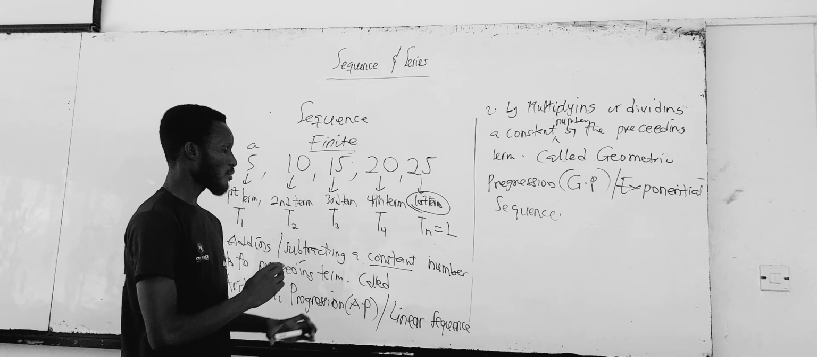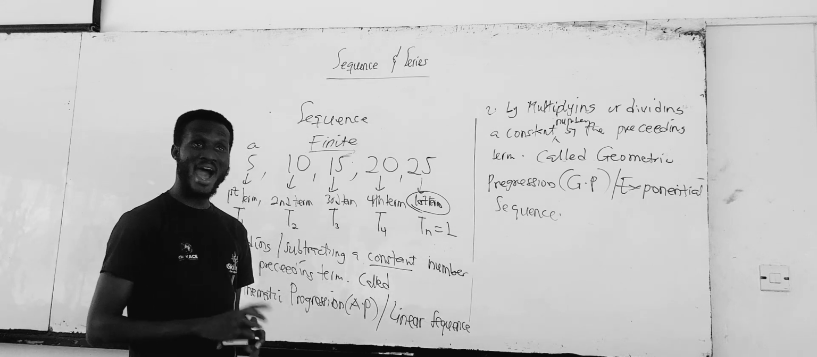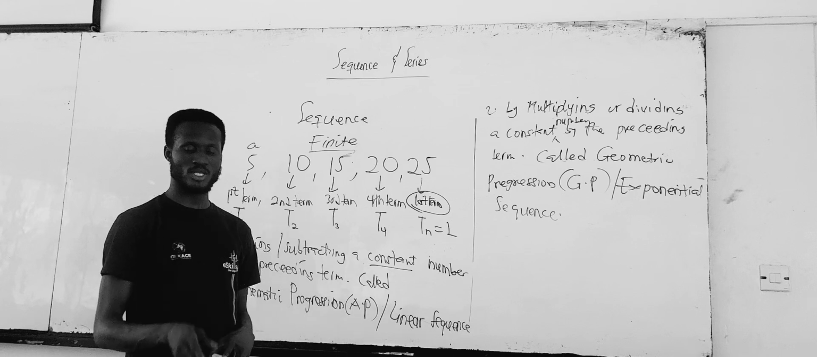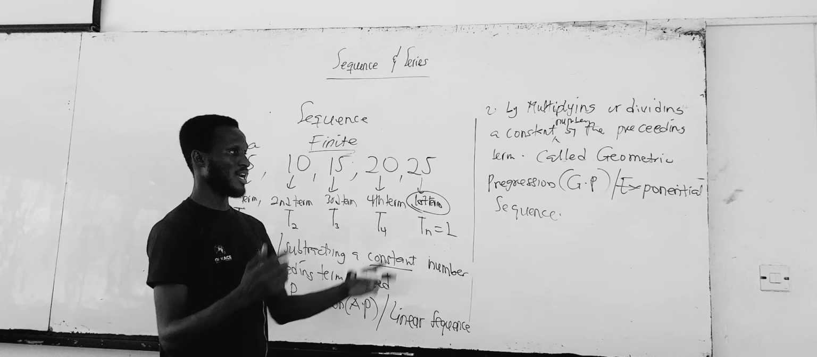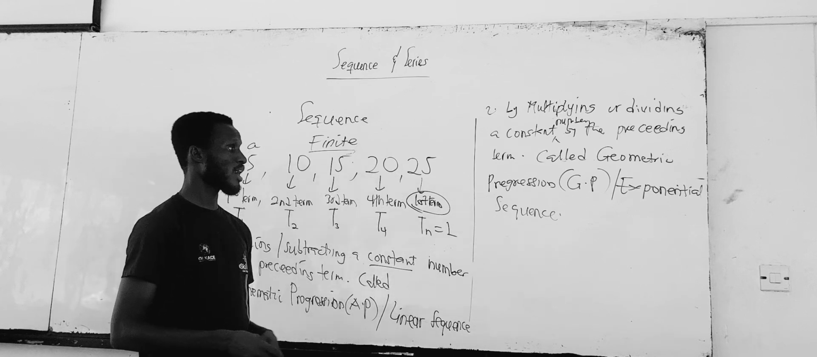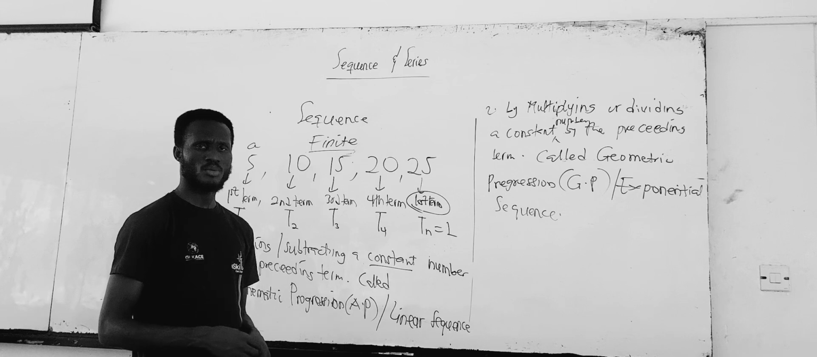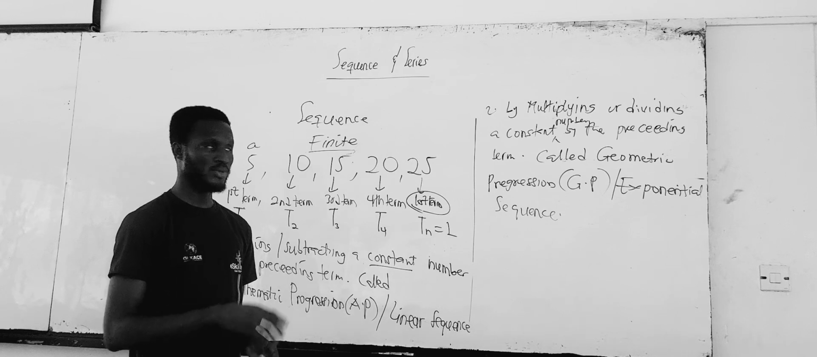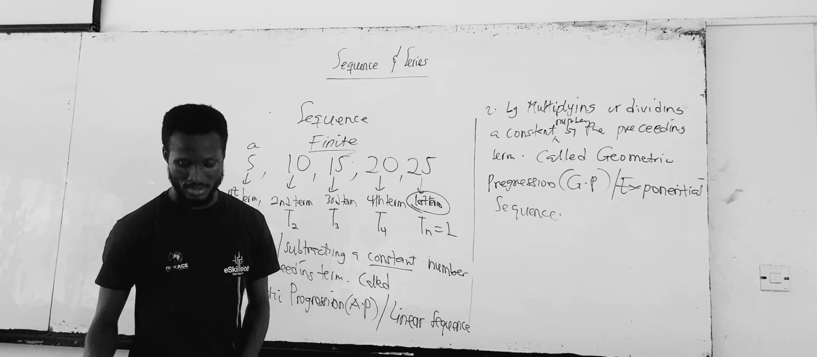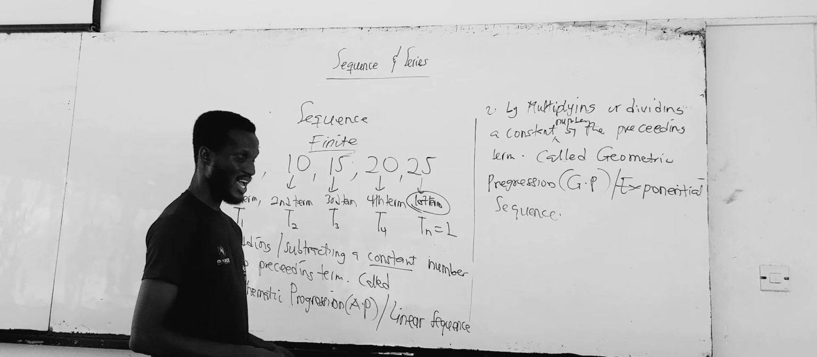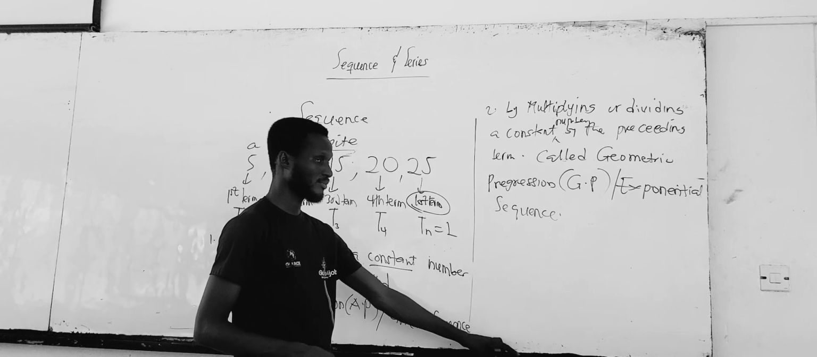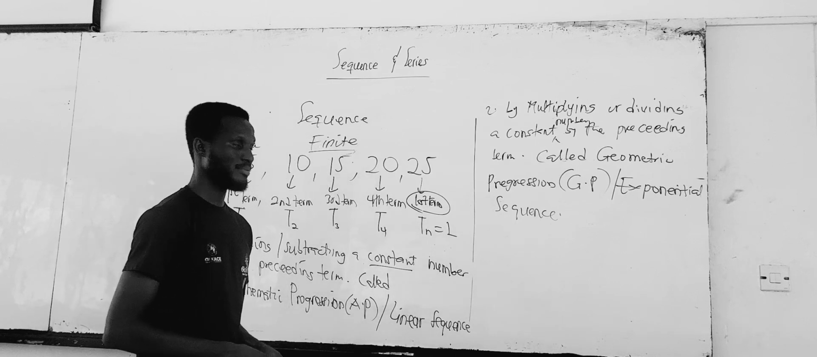Now, at this point, I'm going to take the first one, that is by adding and subtracting, known as the arithmetic progression. Then I'll finish talking about arithmetic progression. Then I'll take the geometric progression and talk about it. So for now, let me talk about the arithmetic progression.